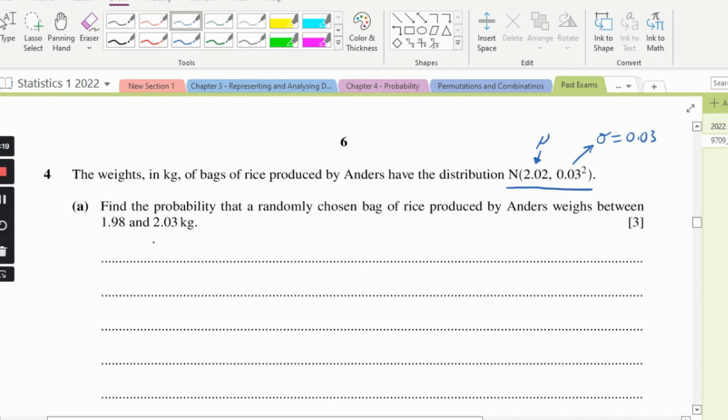We've got to find the probability that a randomly chosen bag of rice produced by Edwards weighs between 1.98 and 2.03. So we're going to call this Z1. We're going to find a Z1 for that, and we're going to find Z2 for this. Okay, so Z1 equals 1.98, subtract the 2.02, which is our mean, and we pop that over our standard deviation, which is 0.03. So this will give us a negative Z value.